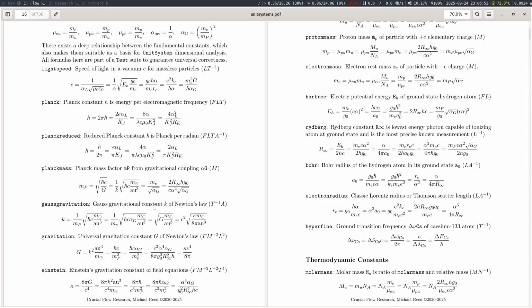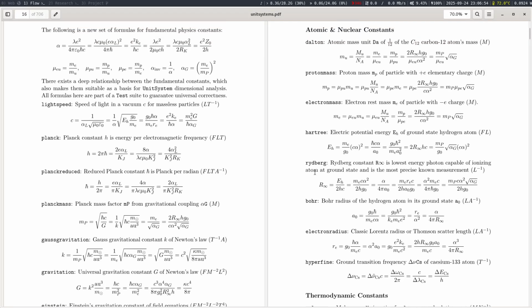And all of these are related to each other. The Dalton is the atomic and nuclear constant, the atomic mass unit of 1/12 of the carbon-12 atom's mass. Then we have the proton mass of a particle with a positive elementary charge, and the electron mass, which is the electron rest mass of a particle with a negative charge.